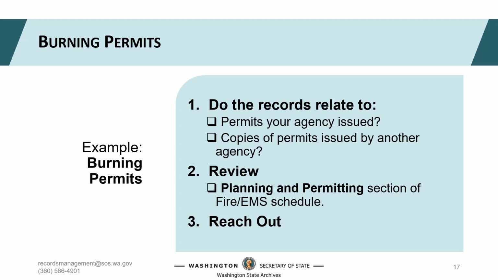Looking at the table of contents, you'll find the Planning and Permitting section. Control F the Fire and Emergency Medical Schedule to run a search on the keyword burn. Browse the subject index at the back of the schedule and you'll find burning permits under B.